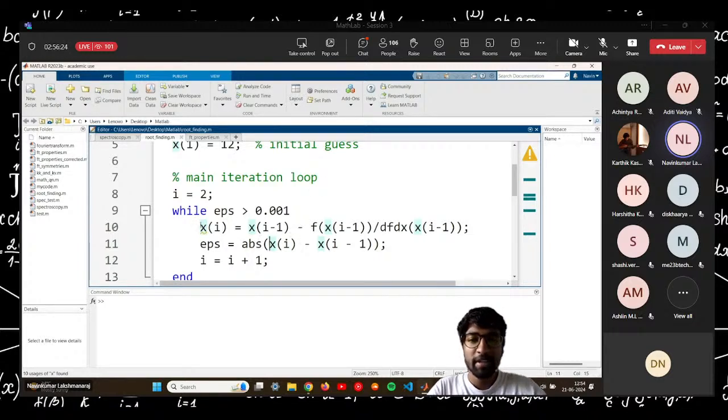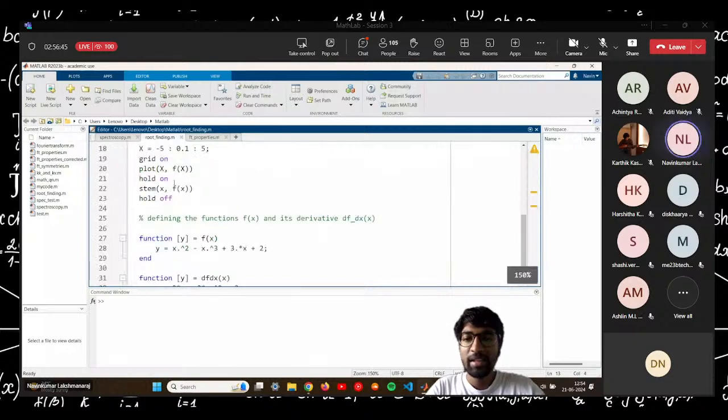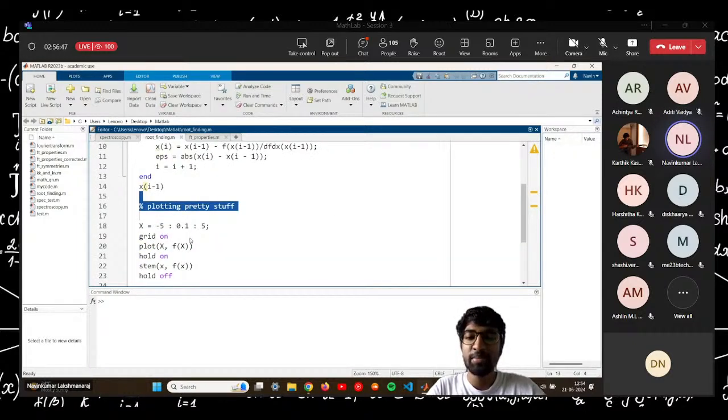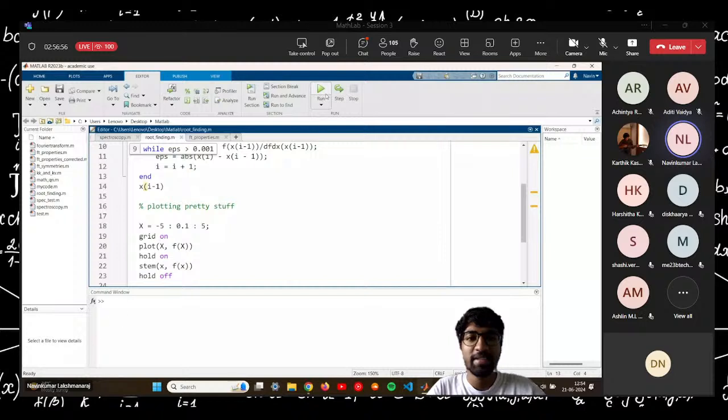So what I'm doing here is applying the Newton-Raphson formula in a loop, and calculating the difference between the previous value of x and the current value of x. Whenever this value becomes less than 0.001, I stop the loop and say, this is the value of the root that we want. After that, I've added some code just to plot and see how stuff looks. That's not necessary, but it helps in visualization. So let's try to run and see how this works.